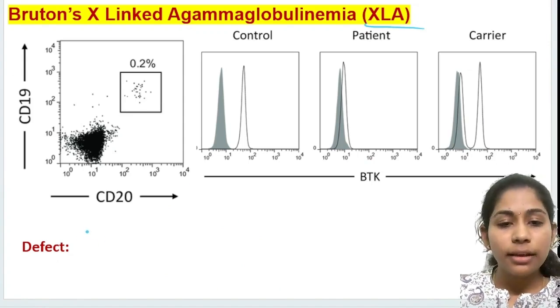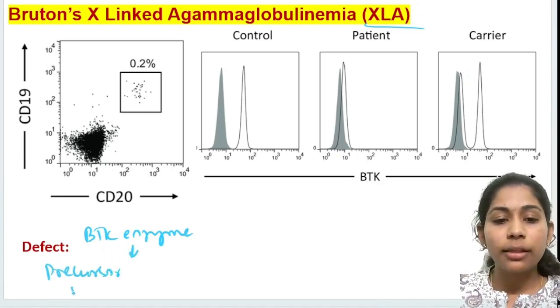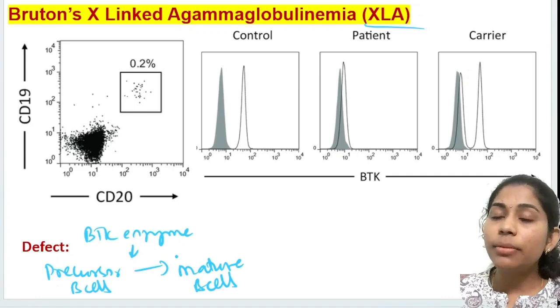So what is the defect here? Yes, it is the BTK enzyme, right? Bruton tyrosine kinase enzyme. So what will this enzyme do? It causes conversion of precursor B cells into mature B cells. So for this conversion, this enzyme is required. If this enzyme is not there, what will happen? The mature B cells won't form at all.